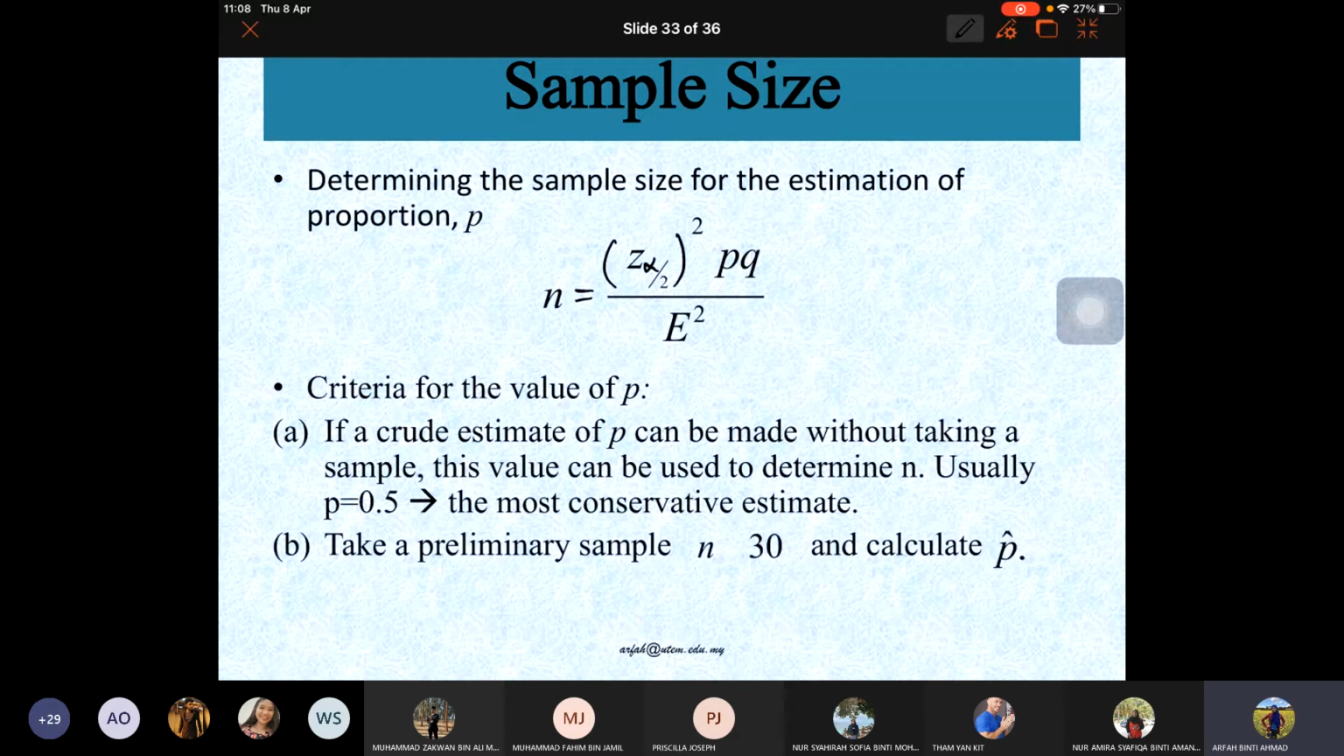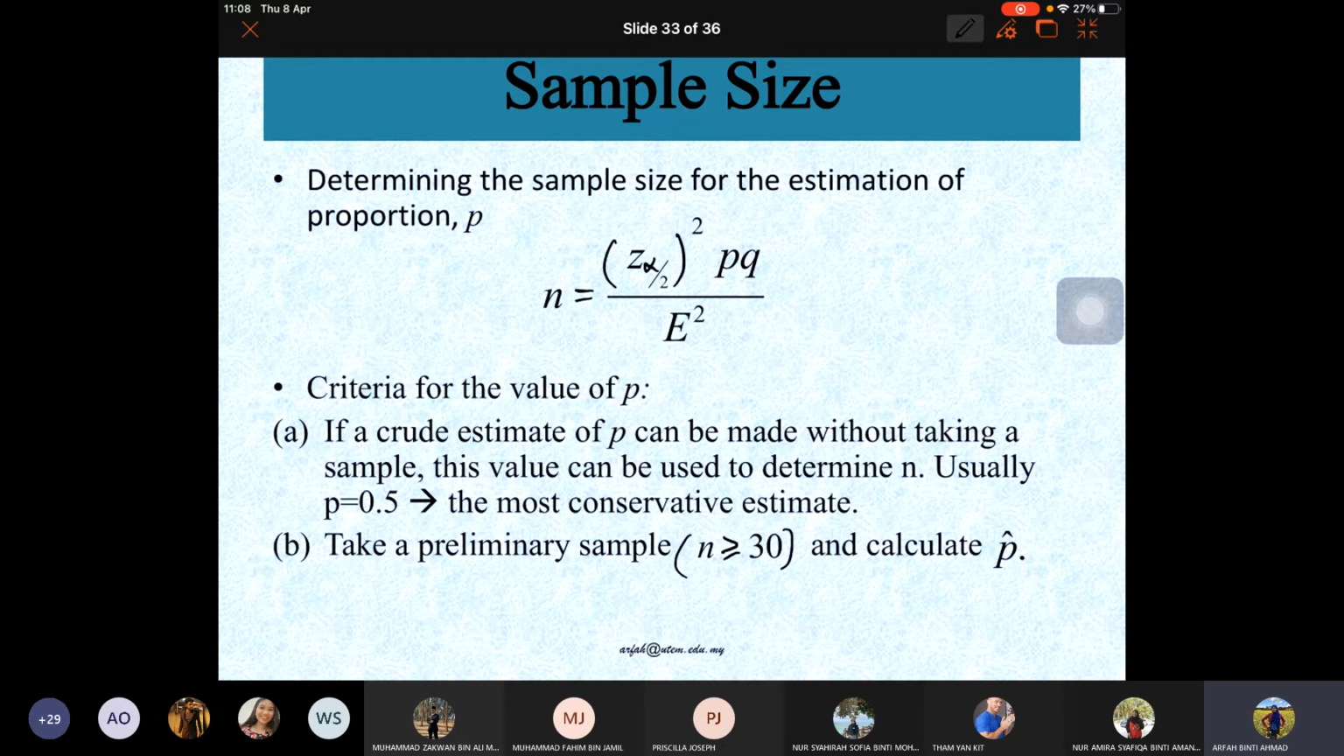Okay. So kalau tak ada juga, kita akan take the preliminary sample, that is ambil N lebih besar daripada 30 and then baru kita calculate dia punya P hat. Okay. So this is a formula in how to determine the sample size. Sebab normally if you do a research or if you do a testing that you are interested, kita tak akan tahu kan, so berapa adequate sample tu.